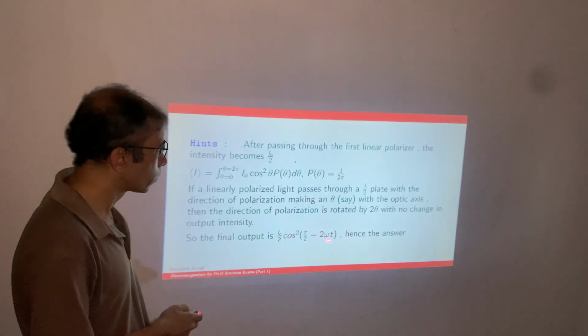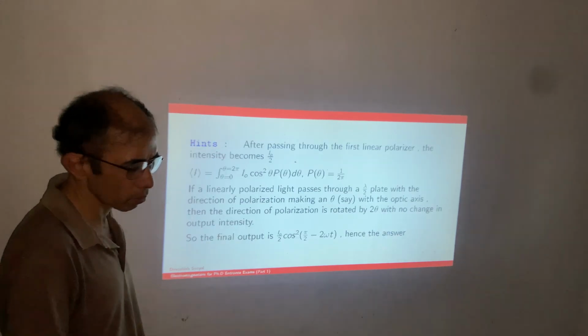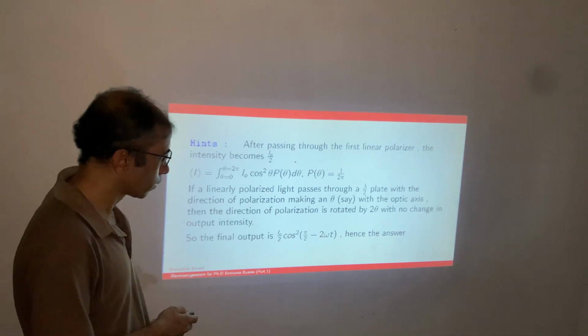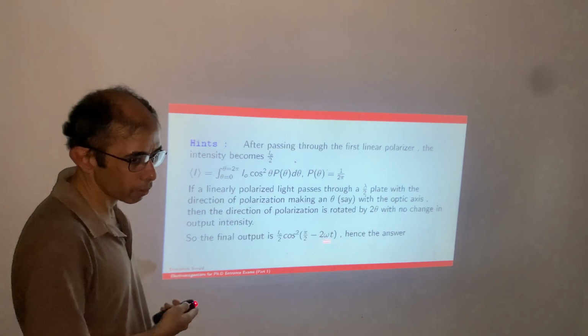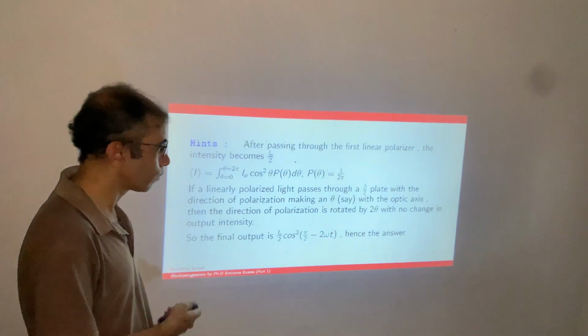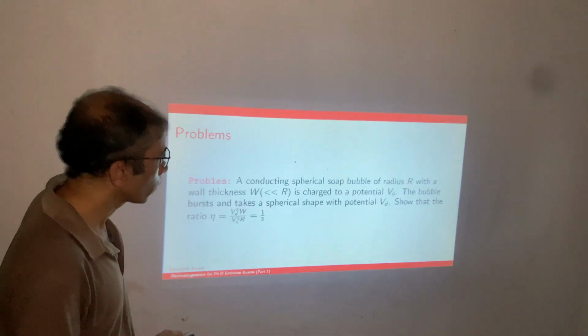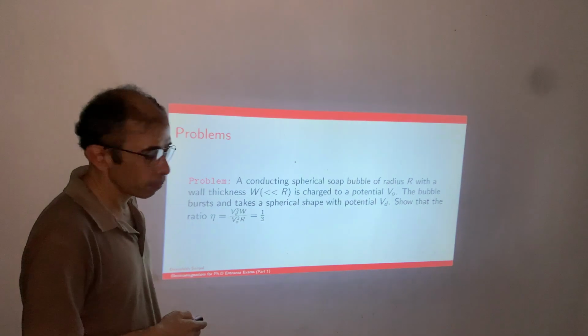And from here, try to get this answer. That's very simple. This becomes sine square of twice omega t, and I don't have to tell any further. You will be able to do it. We go to the next problem.